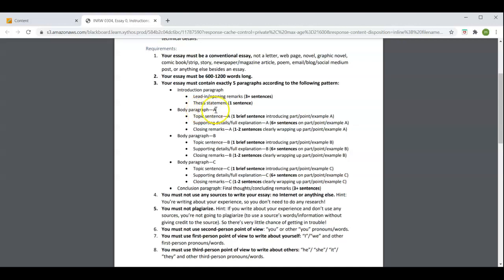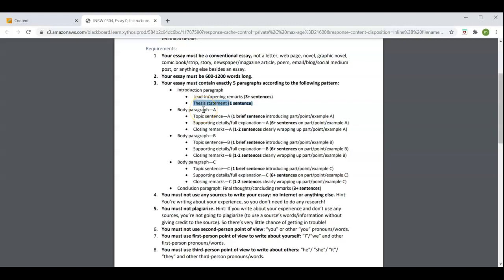introduction paragraph, body paragraph A, body paragraph B, body paragraph C, and conclusion paragraph. So the way I wrote my essay, I introduced the fact that I became acquainted with the ukulele at some point in my life, only a few years ago. And then I wrote a thesis statement about it, a main idea sentence. That was my introduction. I'll show it to you in just a moment.